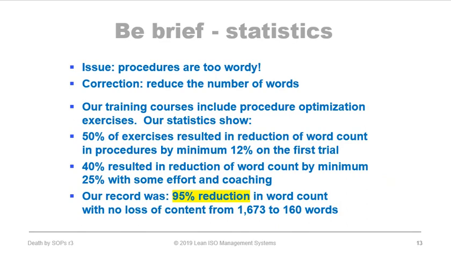Be brief statistics. Issue. Procedures are too wordy. Correction. Reduce the number of words. Our training courses include procedure optimization exercises. Our statistics show 50% of exercises resulted in reduction of word count by 12% on a first trial. 40% resulted in reduction of word count by minimum 25% with some effort and coaching. Our record was, believe it or not, 95% reduction in word count with no loss of content, from 1,673 to 160 words.